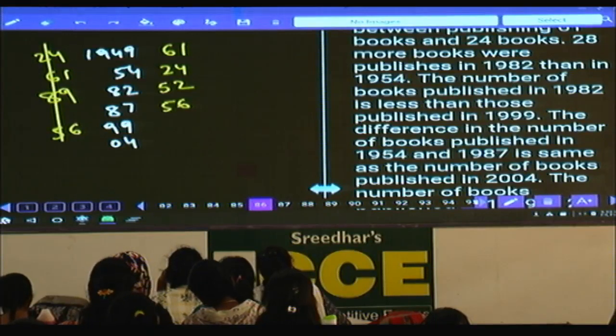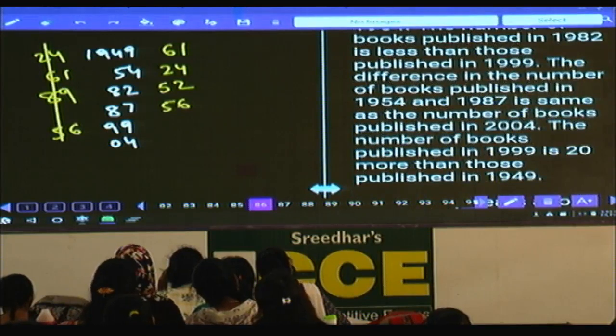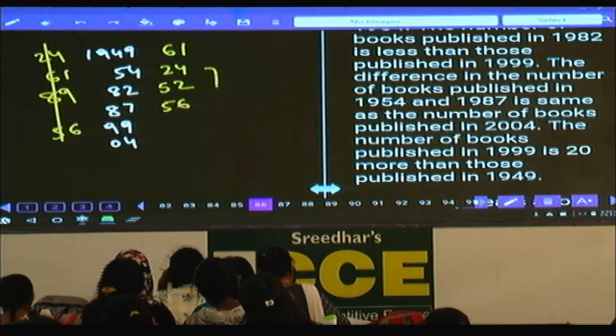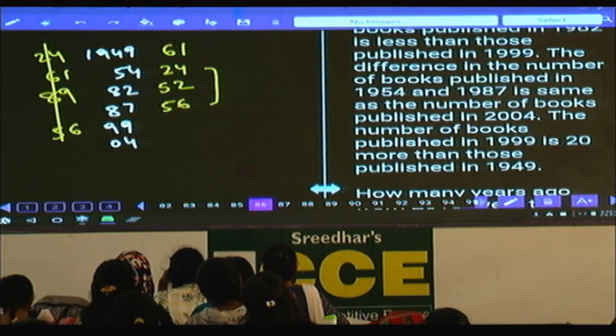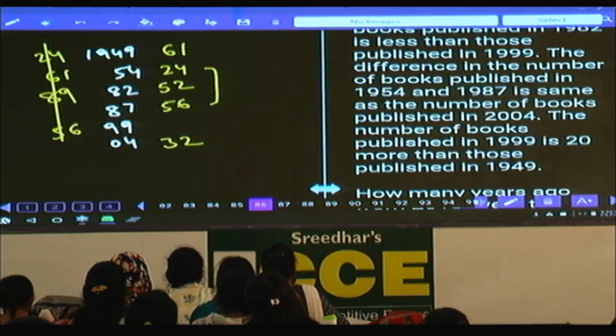The difference in the number of books published in 54 and 87. What is the difference between these two? And 32 is the difference. And 32 is the same as the number of books published in 2004. Hence in 2004, the number of books must be 32.